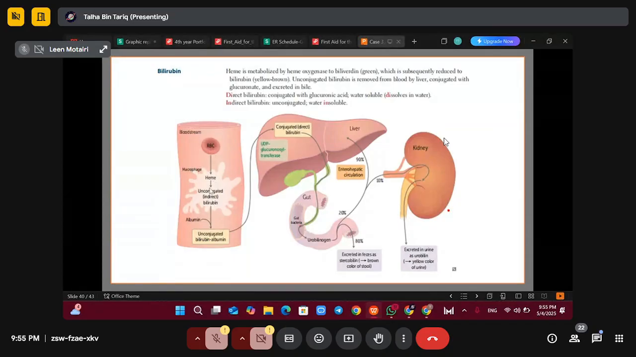Red blood cells, heme, unconjugated or indirect bilirubin is then transported with the help of albumin, and this unconjugated bilirubin and albumin goes to the liver. With the help of the UDP enzyme, it will be conjugated with glucuronic acid, and then it goes into the bile, and all of that I just told you guys. So this picture is very important.